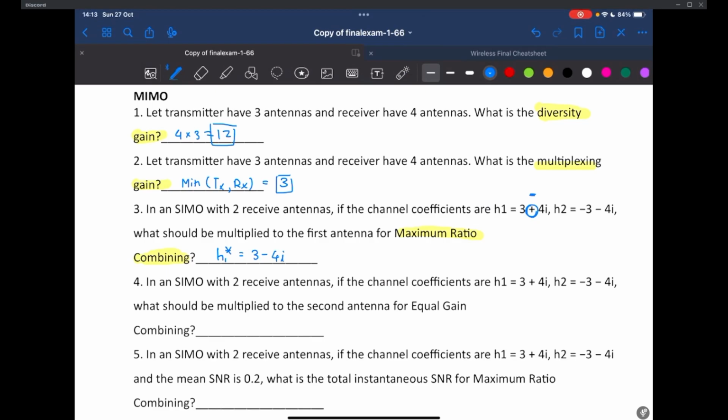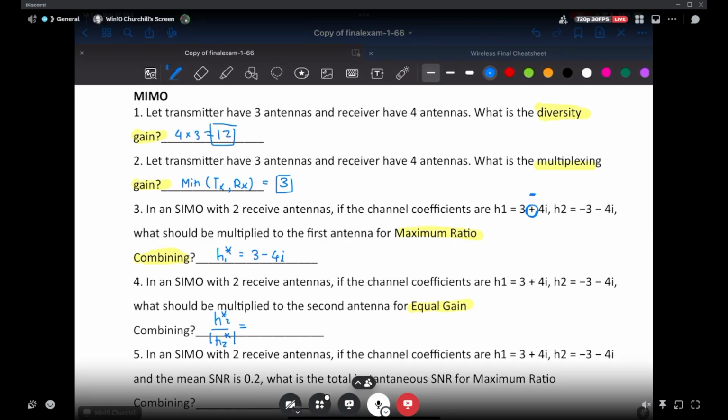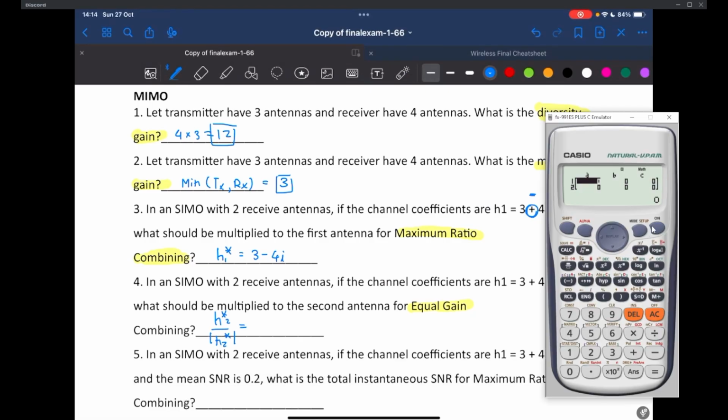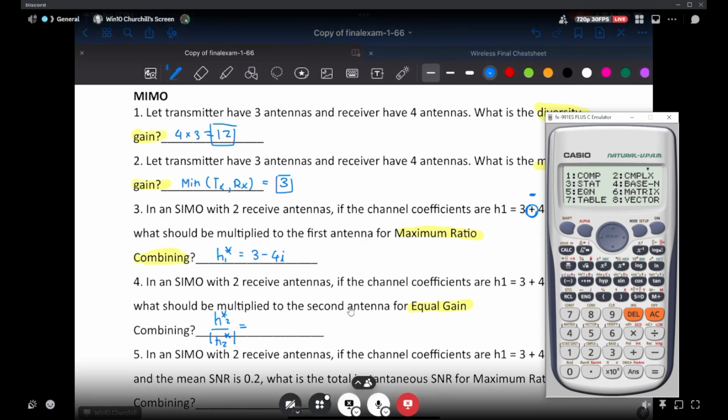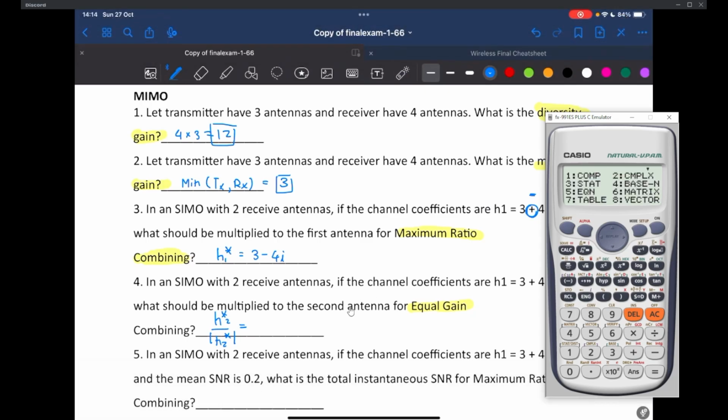Next one is equal gain. To find equal gain, we have to look at the cheat sheet: it is H2 conjugate divided by the absolute value of H2 as well. So, calculator here. In order to find it, I recommend you use a calculator to find the absolute value of H2. So we put the conjugate, right? H2 first will be -3 plus 4i. And then this will be the absolute value of -3 plus 4i.